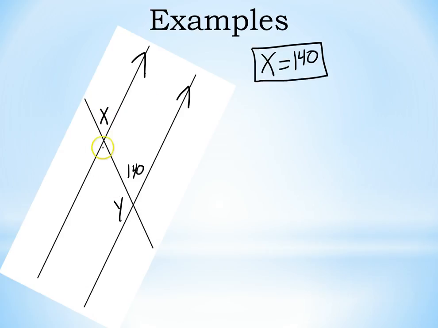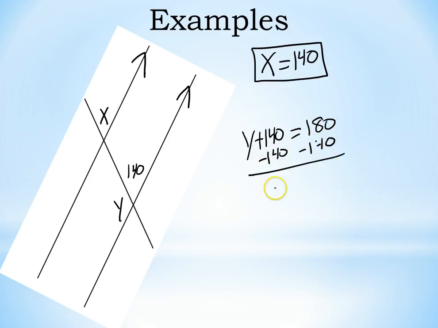Now, there is no particular relationship between x and y based on any of our actual angles. This is not a corresponding angle relationship. It's not alternate interior, alternate exterior, consecutive interior. However, you should recognize between y and 140, they're a linear pair. So y plus 140 equals 180. So I can subtract 140 from both sides. Y should equal 40 degrees.